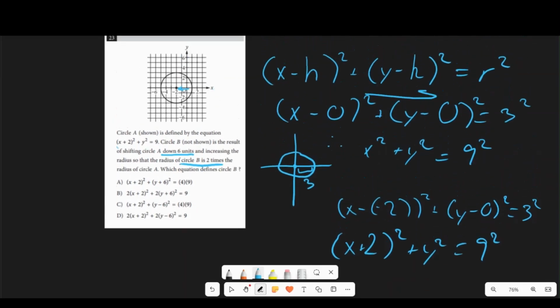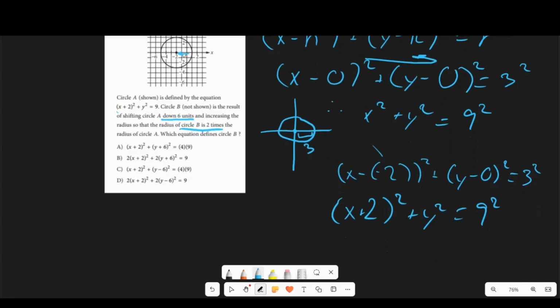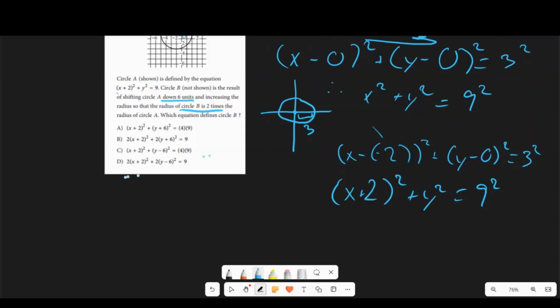We have to change the k value of this circle, right? So notice when we shifted a circle from the origin 2 units to the left, we just added the minus 2 to the h value, right? And then we simplified. So it became x plus 2 all squared. So let's just do the same for this circle by shifting it down 6 units, right?